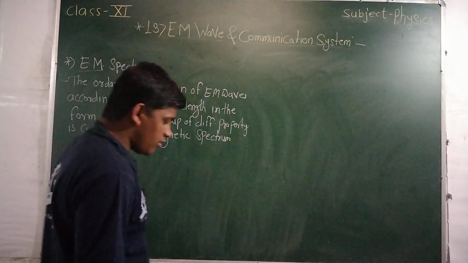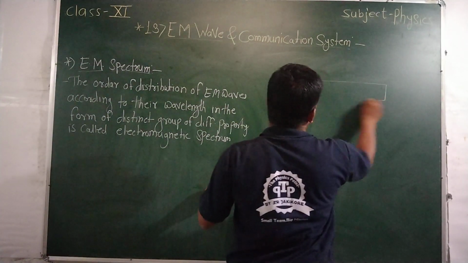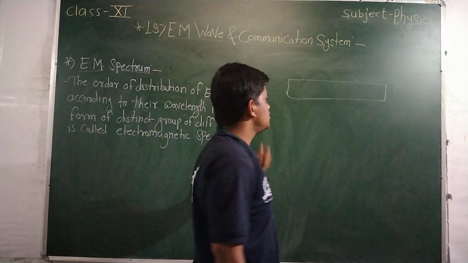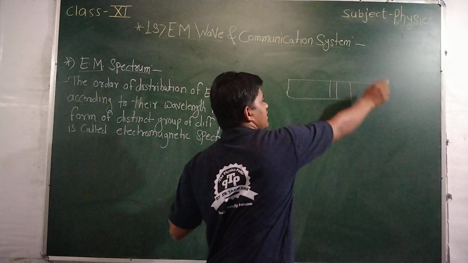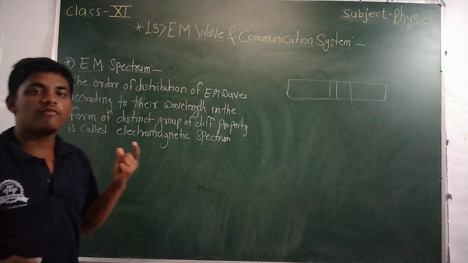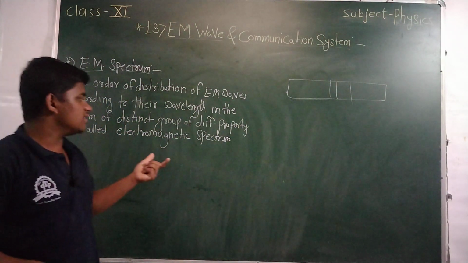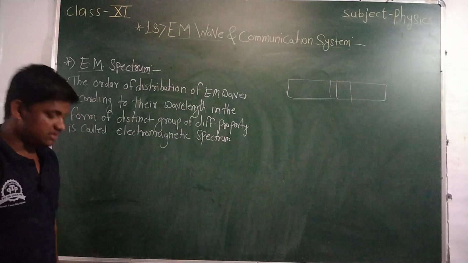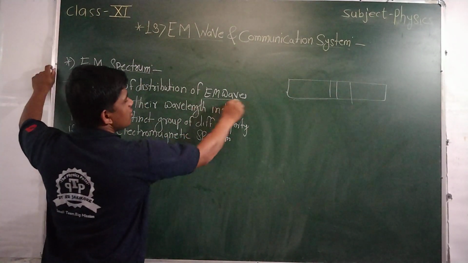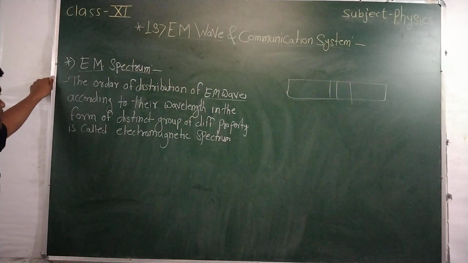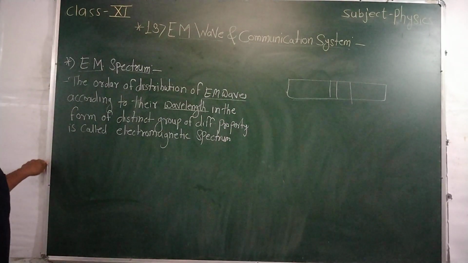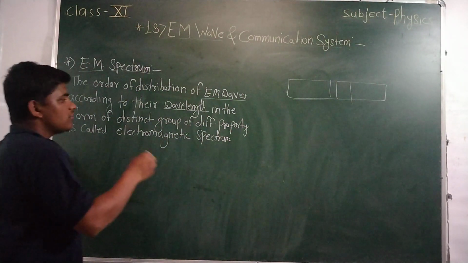The electromagnetic spectrum is considered a scale, and the wavelength will be different along it. Here we see X-rays, visible rays, gamma rays, radio waves, microwaves, and so on. This is distributed by wavelength. All electromagnetic waves are distributed in order according to their wavelength or their frequency, in the form of distinct groups of different properties.